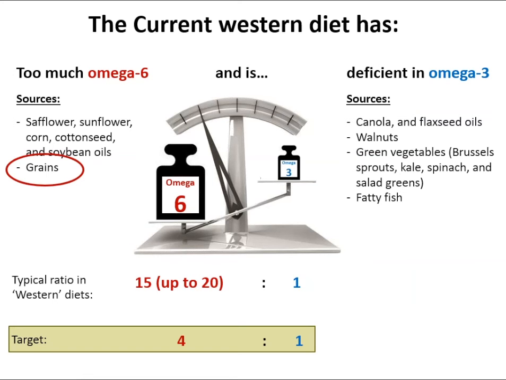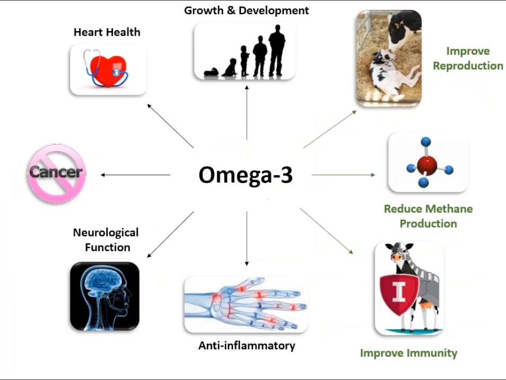And sources of omega-3s are canola and flaxseed oils. In human diets, walnuts and green vegetables. In cows, it's going to be fresh green pasture. And fatty fish are also a very good source of omega-3s. And if we're talking about human or cow diets, then fish meals have a lot of omega-3s. So these omega-3s are very beneficial to both human and cow health.